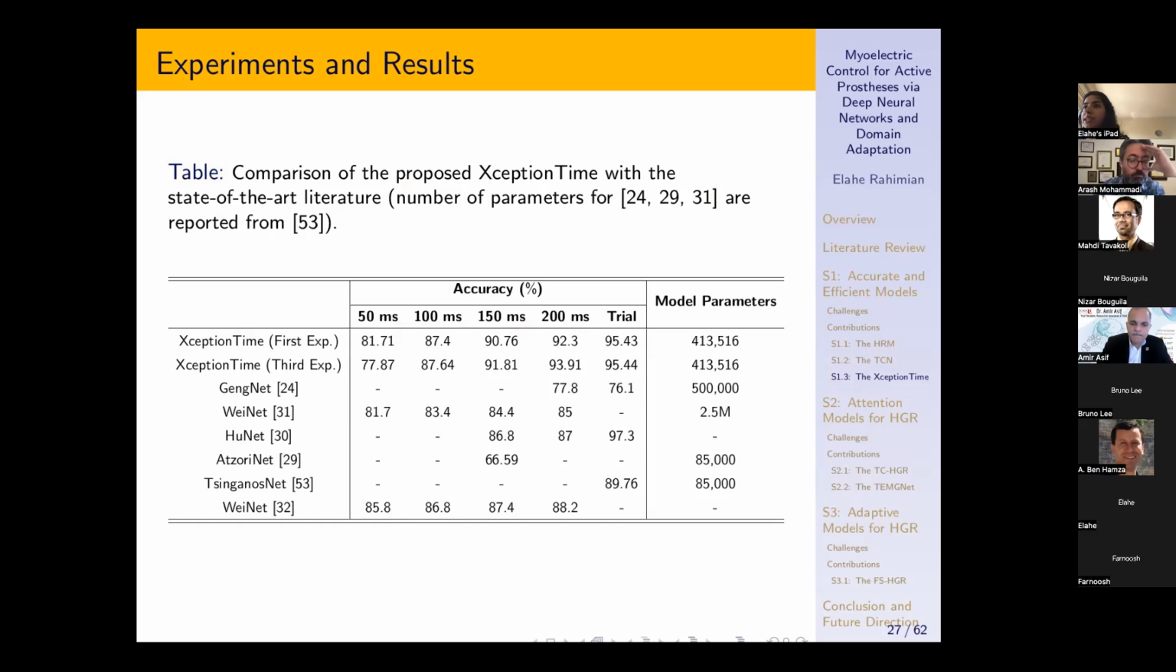I will conclude this section by comparing our work with previous architectures. So the first thing here is that in a lot of works, they didn't report the model parameters, but some of these works report the model parameters, and we can see that we improve the accuracy and we reduce the number of parameters.